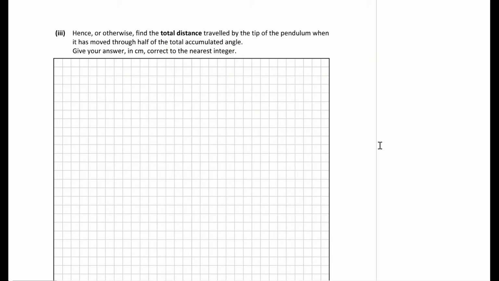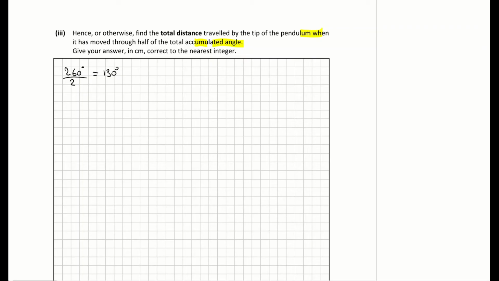Hence or otherwise, find the total distance travelled by the tip of the pendulum when it has moved through half of the total accumulated angles. Give your answer in centimetres correct to the nearest integer. Okay, so the first part of this question is telling us when the tip of the pendulum has moved through half its accumulated angle. So we're looking at this part first. Now the total angle, as we found from part 2, was 260 degrees. So basically what we're looking at here is our accumulated total to be half of that, which is 130 degrees. So that's the first thing we need to do.